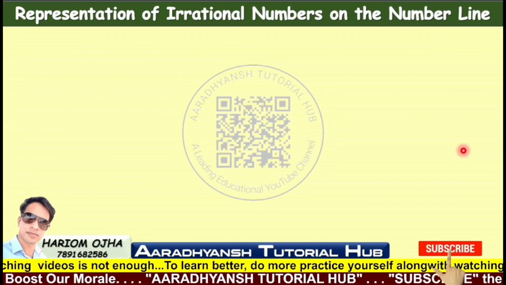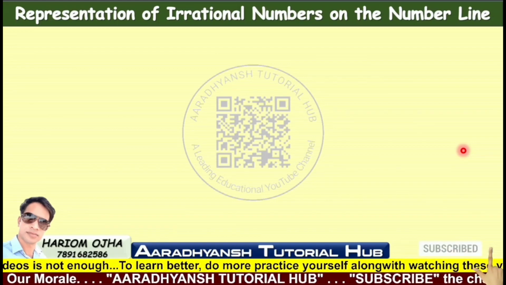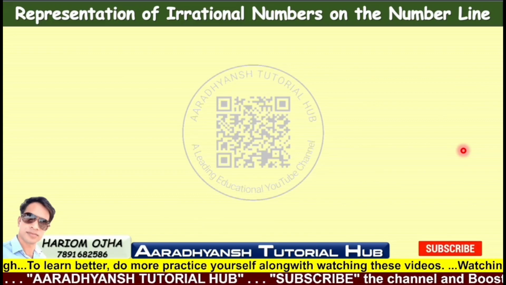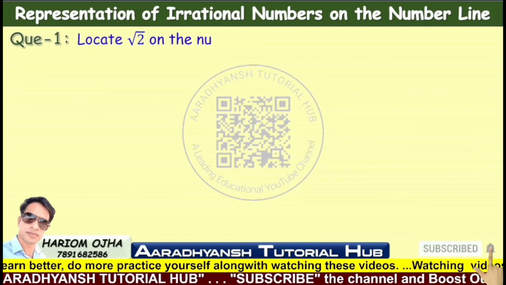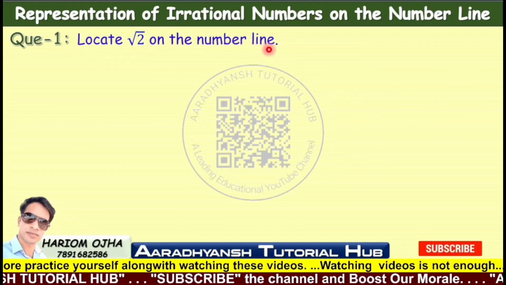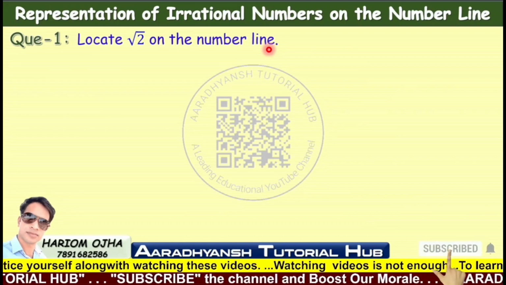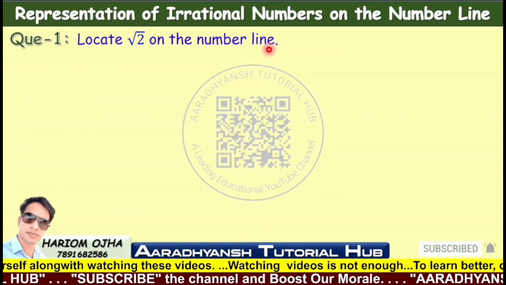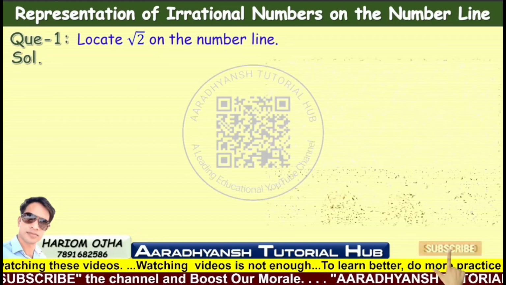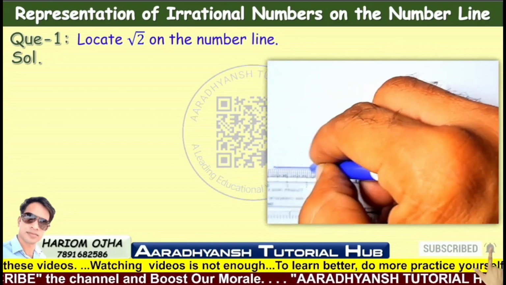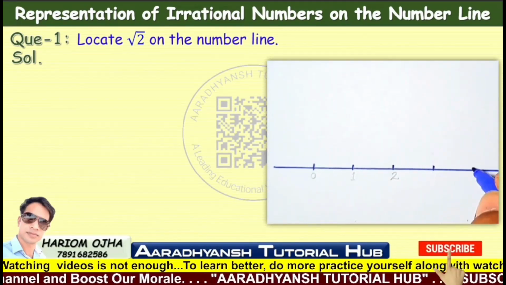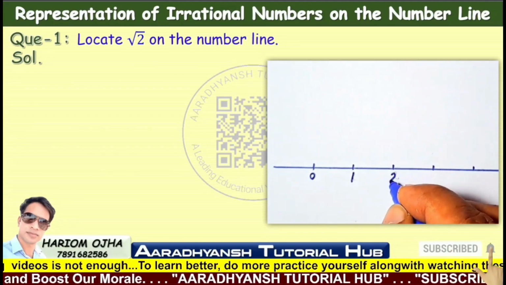Students, this section is very important for you, so watch carefully. How can you represent irrational numbers on number line? We will start with a question: locate square root of 2 on the number line. So we are going to locate or represent square root of 2 on number line. In the solution, there are some steps. First of all, you have to draw a number line, because we want to locate square root of 2 on number line.